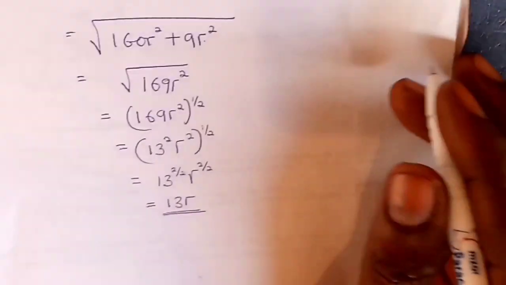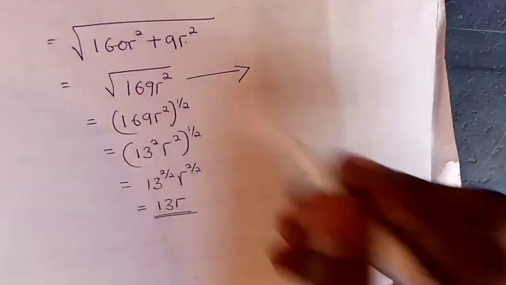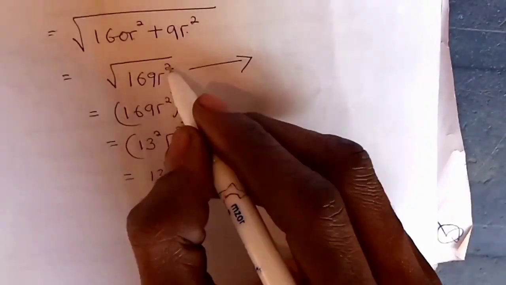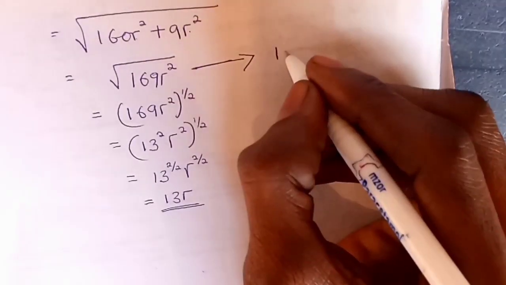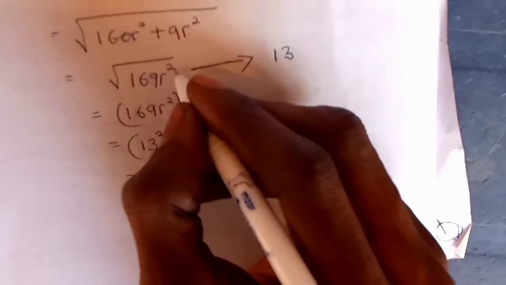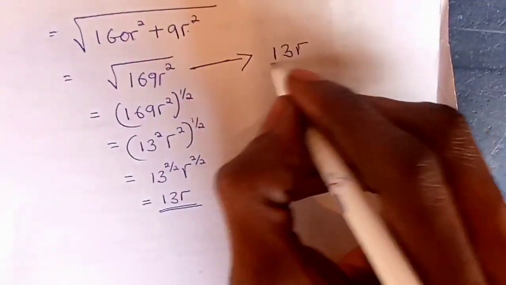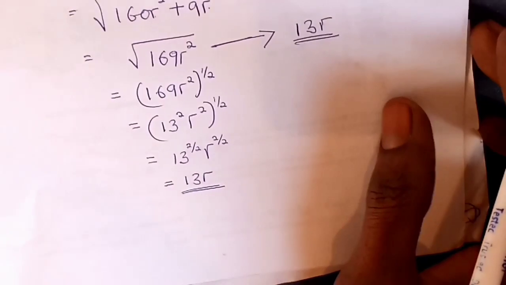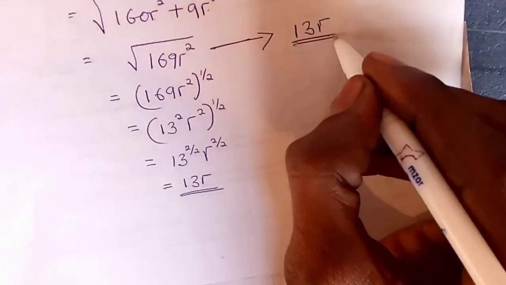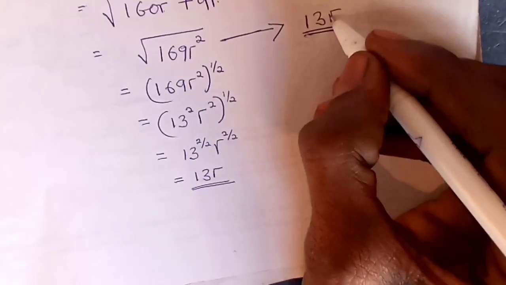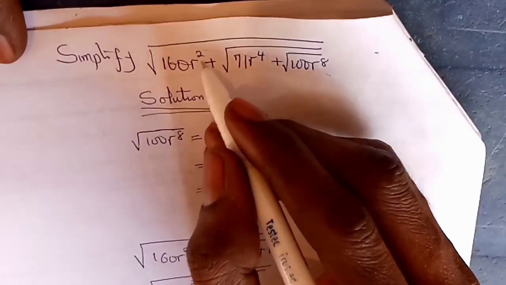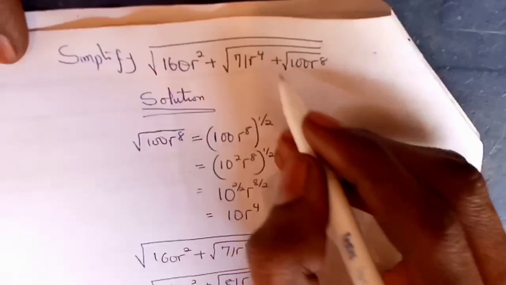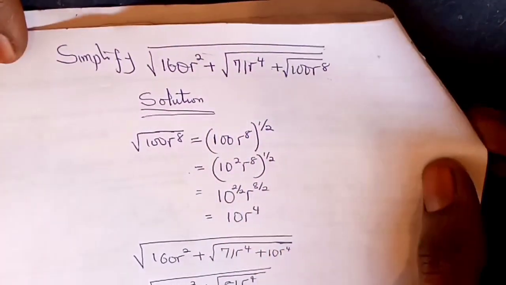Or likewise, from this point, you can just go direct by saying the square root of 169 is 13, and the square root of r^2 will give me just r. So whichever method you wish, you still arrive at the same answer. So the final answer becomes 13r. 13r is the final answer to this question, which is the square root of 160r^2 plus the square root of 71r^4 plus the square root of 100r^8, which is 13r.